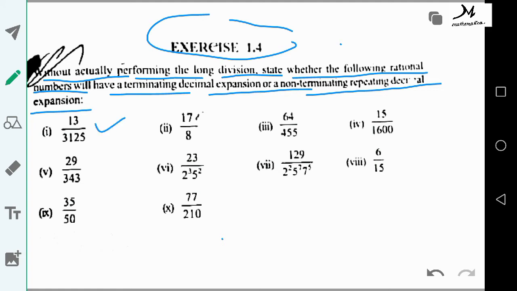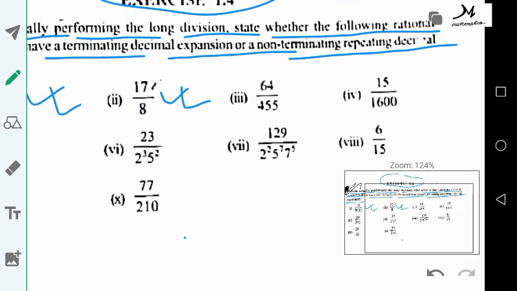Now you see, these rational numbers will have terminating decimal expansion or non-terminating repeating decimal expansion. In order to determine that, if you perform the actual long division method, then you can easily determine. But without performing the long division method, how can you determine whether a rational number will have a terminating or non-terminating repeating decimal expansion?